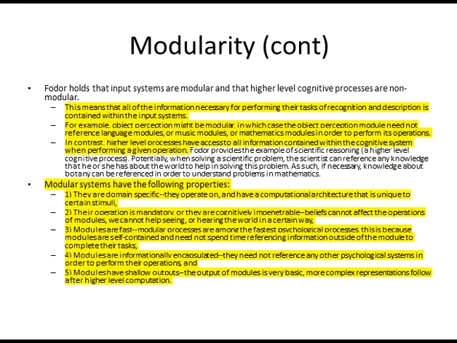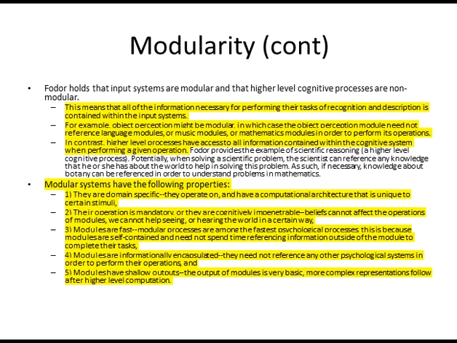Looking at modularity a little more deeply, Fodor holds that the input systems are modular and that higher level cognitive processes are non-modular. This means that all of the information necessary for performing their tasks of recognition and description is contained within the input system. For example, object perception might be modular, in which case the object perception module need not reference language modules or music modules or mathematics modules in order to perform its operations. It's all self-contained.